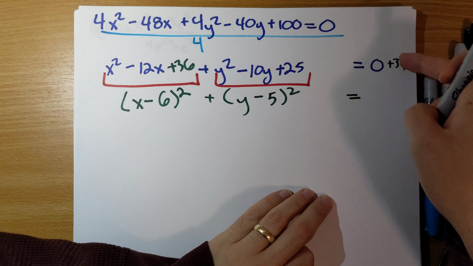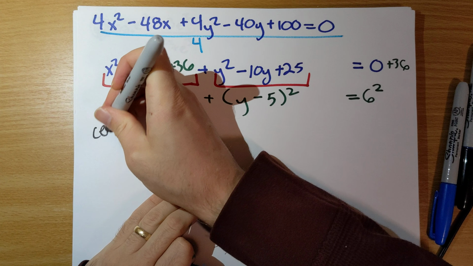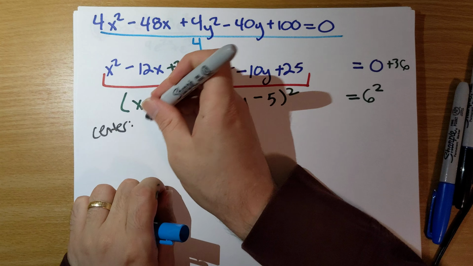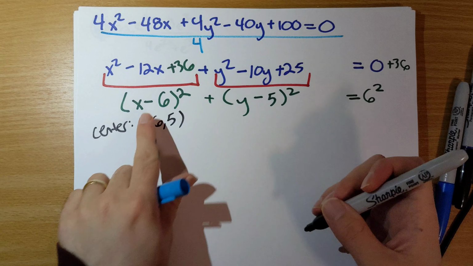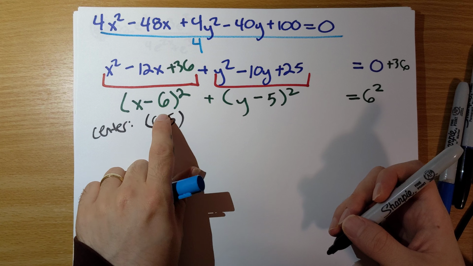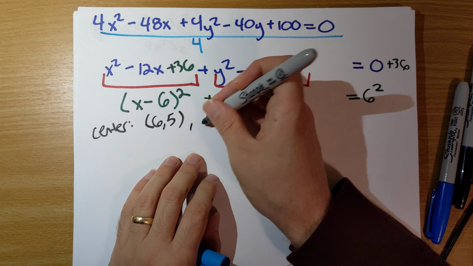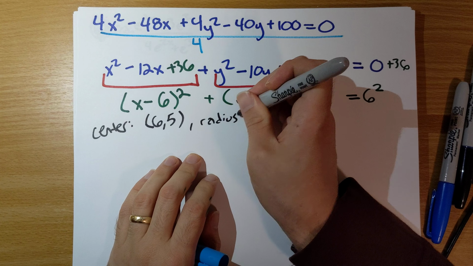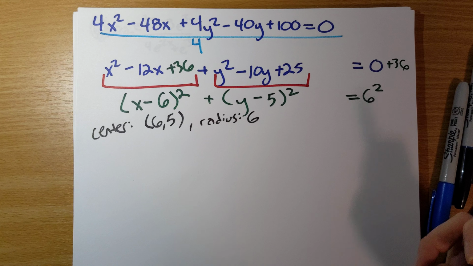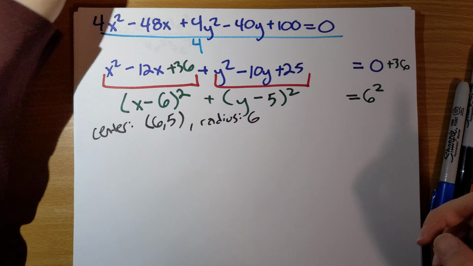So at this point, we have all the information we need to determine the center. The center is 6 and 5. If this was x plus 6, the x coordinate of the center would be negative 6. And the radius: on the right is 6 squared, that's the radius squared, so the radius is 6.